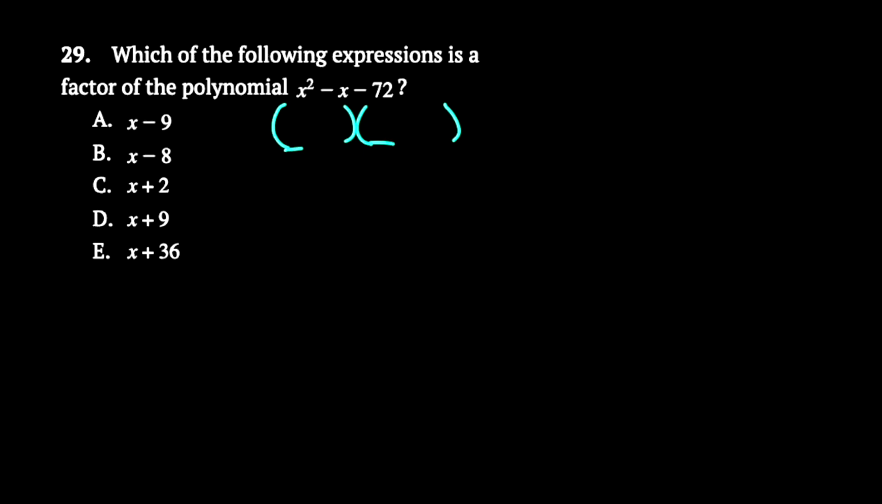We're really looking for what times what would give us x squared, which would obviously have to be x times x. And then we're looking for two numbers that would end up multiplying to give negative 72 and adding to be negative 1, which would be negative 9 and positive 8. All right, so then looking through our list of factors here, this one's really close, right? But it doesn't actually match up with b, so our answer is just a, x minus 9.